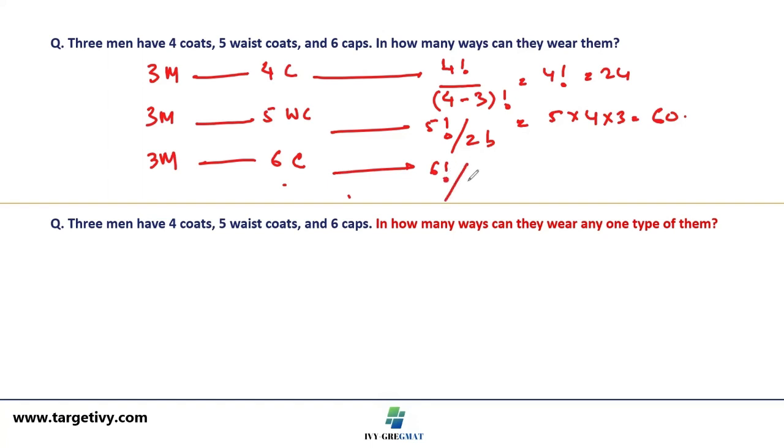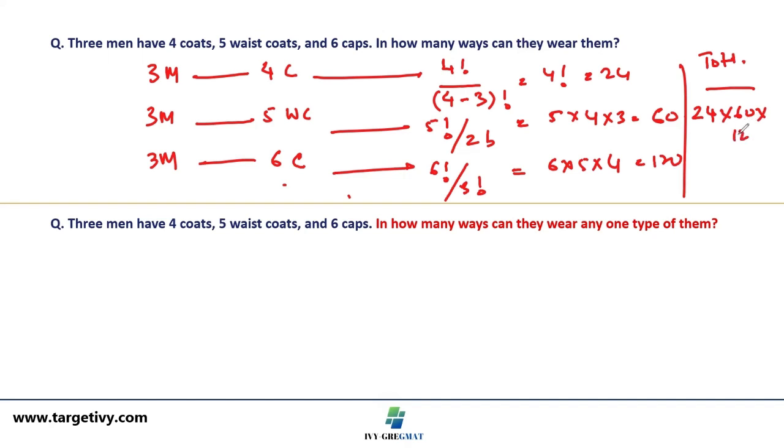Factorial 6 divided by 3. That makes it 6 into 5 into 4. That's 120. With this in mind, the total number of ways is 24 into 60 into 120. Why this multiplication? Because in how many ways can they wear them means they are taking everything into consideration. Let's see the next question.